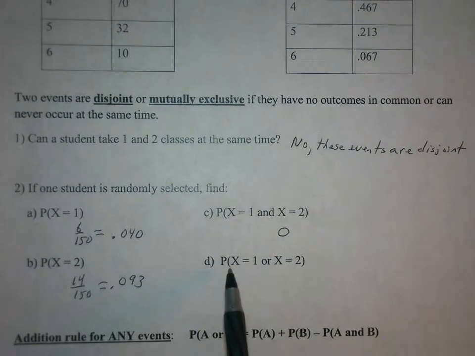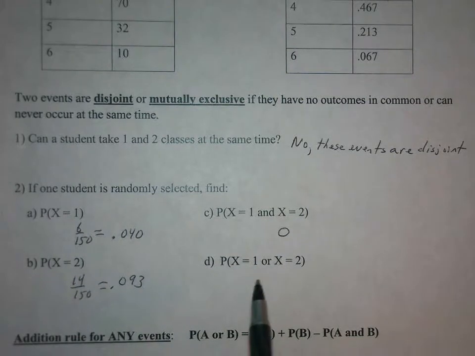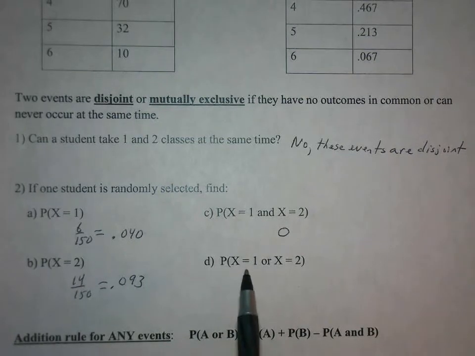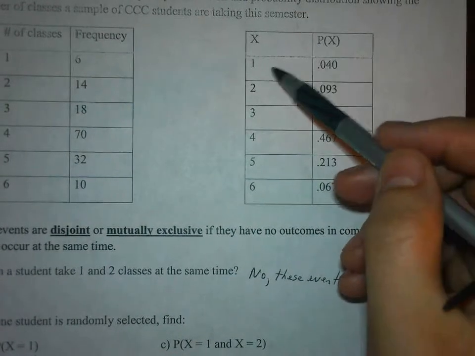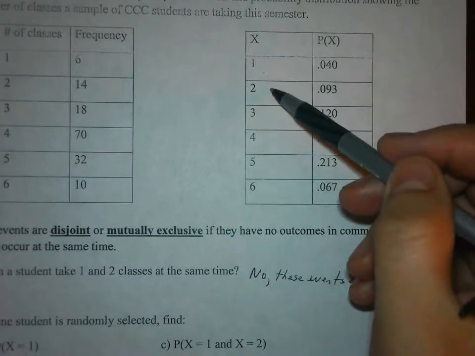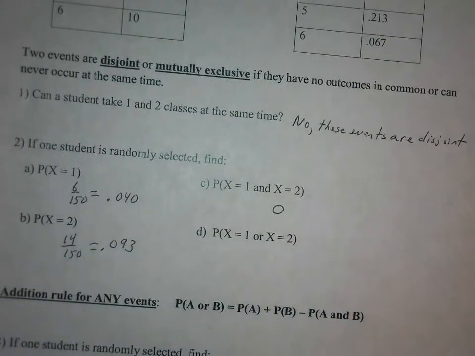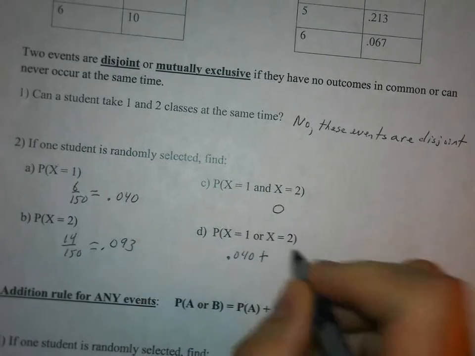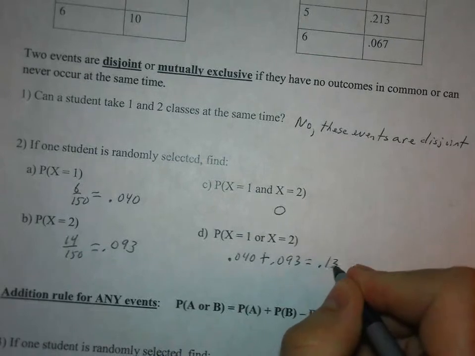Now what about the probability of x equals 1 or x equals 2? So now when you select one student, what's the probability they said they're going to take 1 or 2 classes? Well, 1 or 2 classes means that x could have been 1 or 2. So you would add those two probabilities together. So that would be the 0.040 plus 0.093, which is 0.133.